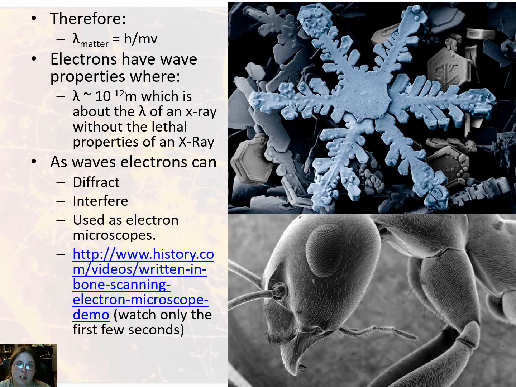Electrons have a wave property where the wavelength is about 10 to the negative 12th meters, which is about the wavelength of an X-ray. So this here is a snowflake on a TEM probably, a transmission electron microscope. This is an ant, or maybe I think it's an ant. What this is basically saying is that we can use the wave properties of electrons so that they can diffract and interfere, and it's used for the electron microscope.